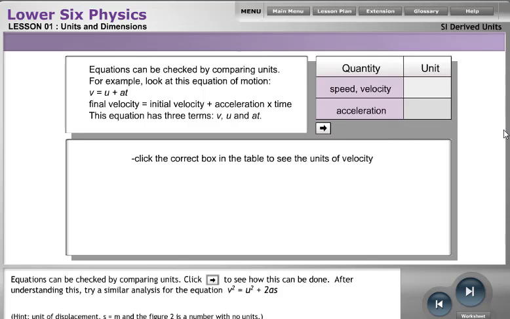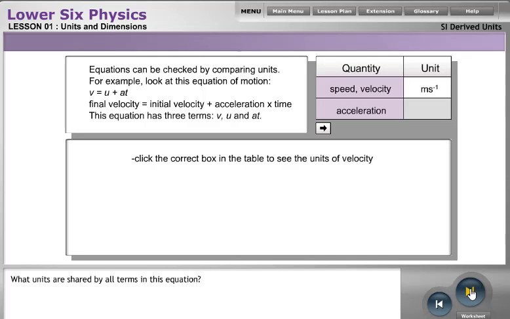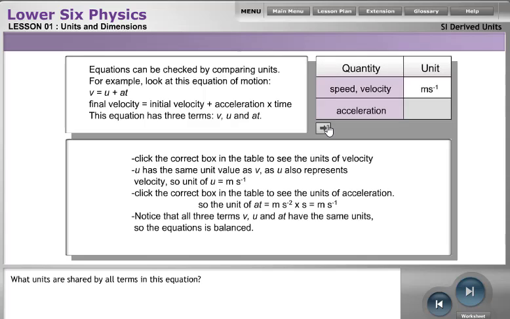After understanding this, try a similar analysis for the equation v squared equals u squared plus 2as. Hint: the unit of displacement s is m, and the figure 2 is a number with no units. What units are shared by all terms in this equation? Answer: meters squared per second squared, m² s⁻².